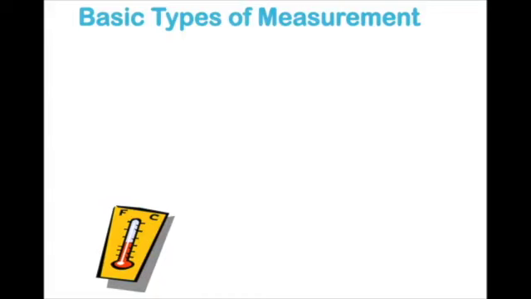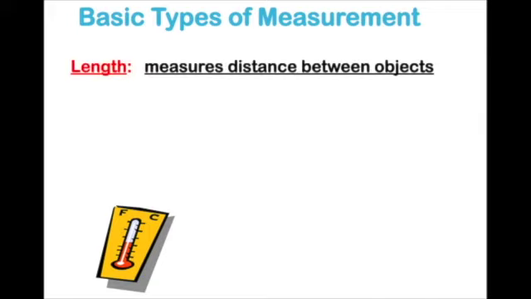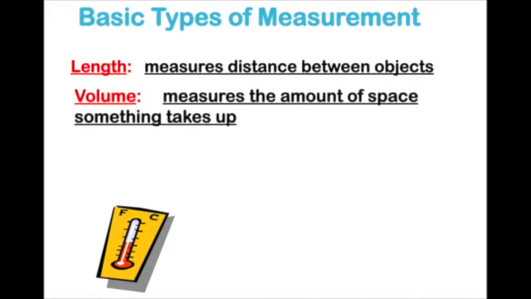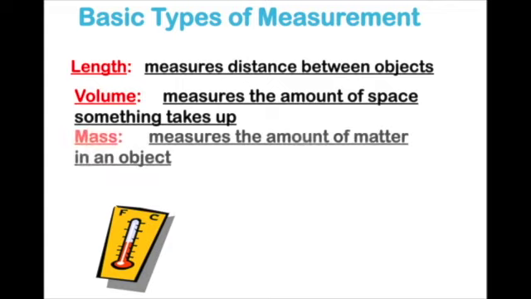So there are basic types of measurements we see and use in sciences and specifically in chemistry. First is length, which measures distance between objects. You will need to write down length and highlight or underline it, and then type out the definition, which is measures distance between objects. We have volume, which you'll also need to write down and highlight, and the definition for that is it measures the amount of space something takes up. And then we have mass, which you again need to highlight or underline and write the definition out, which is measures the amount of matter in an object.